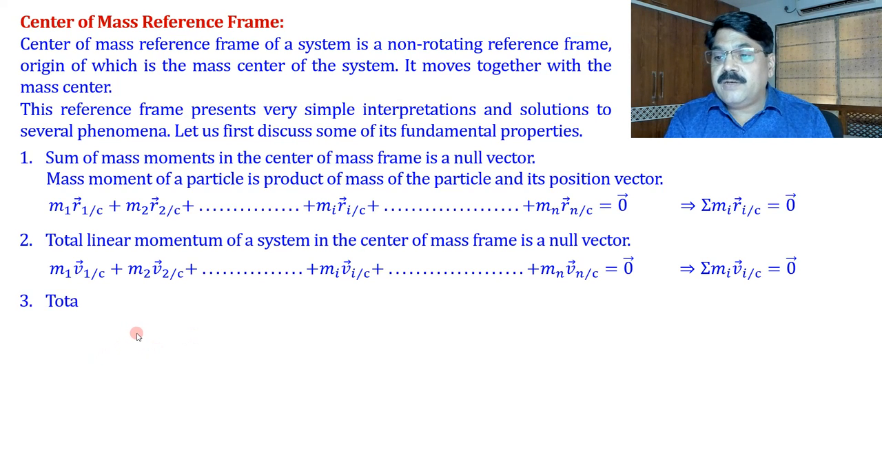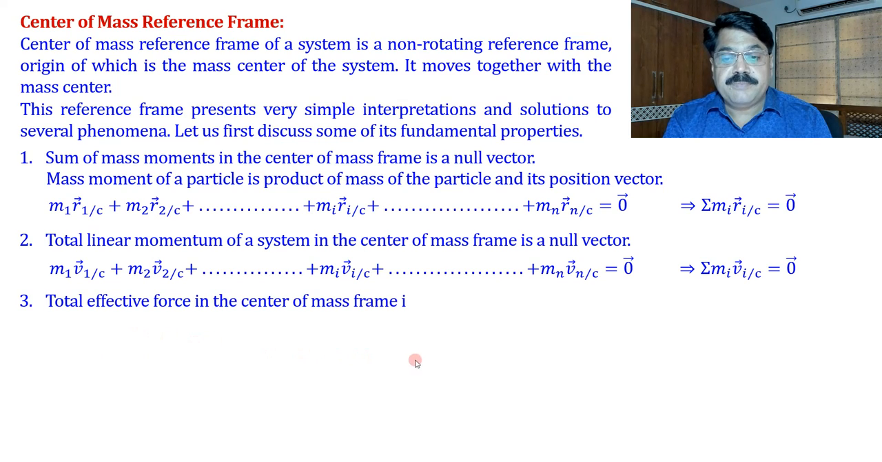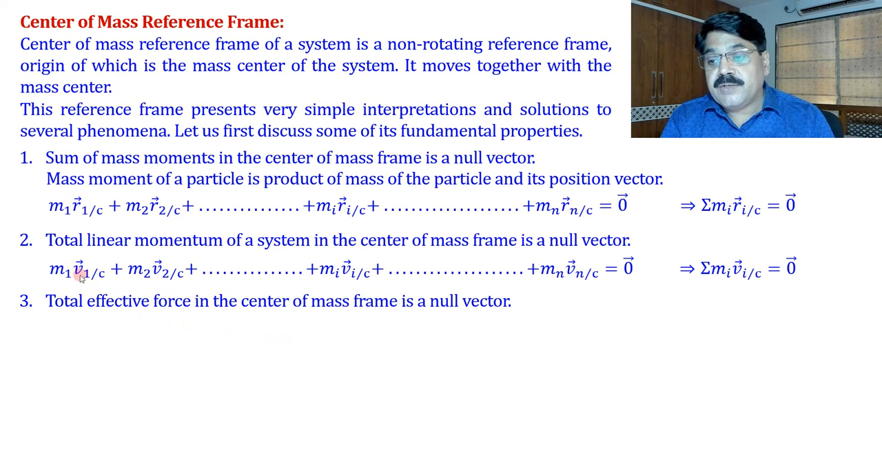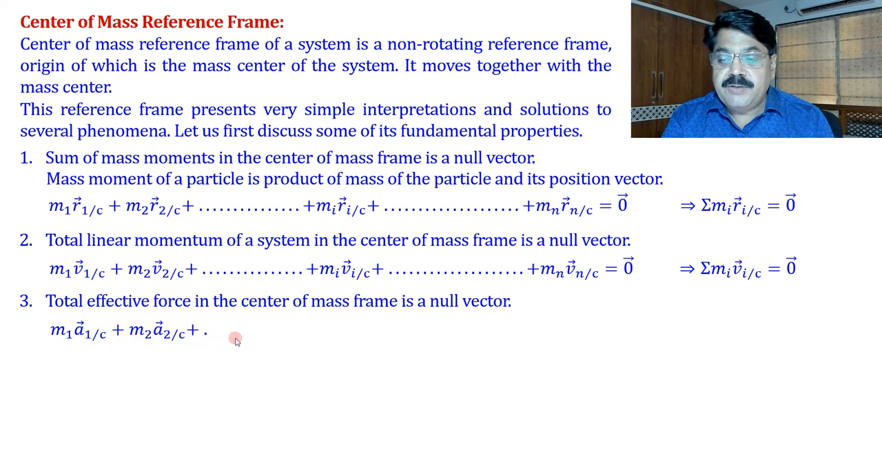Now, what is the third property? Total effective force in the center mass frame is a null vector. So what is effective force? Effective force is the product of mass and acceleration. So what is M1 A1 vector with respect to C plus M2 A2 vector with respect to C and so on. So what can we write here? M1 A1 vector with respect to C plus M2 A2 vector with respect to C.